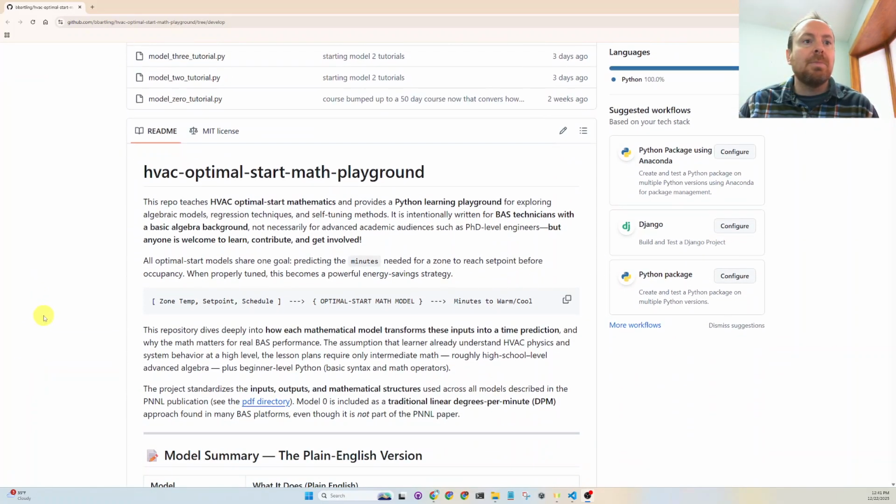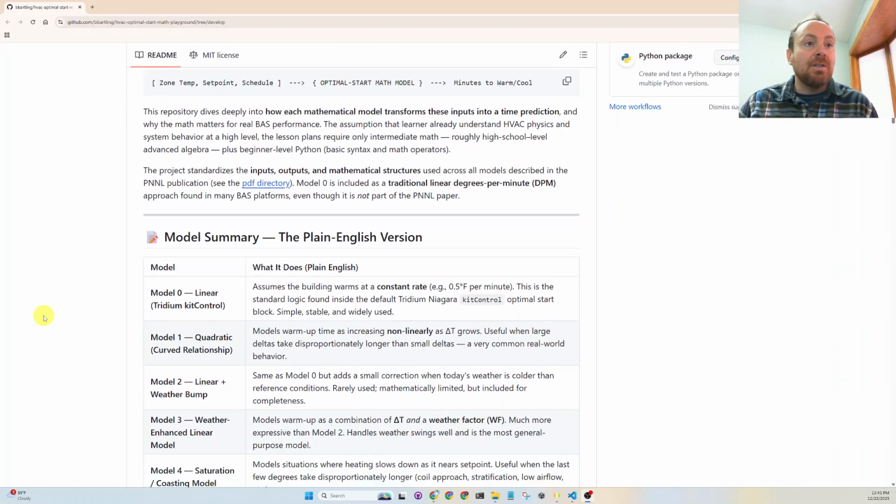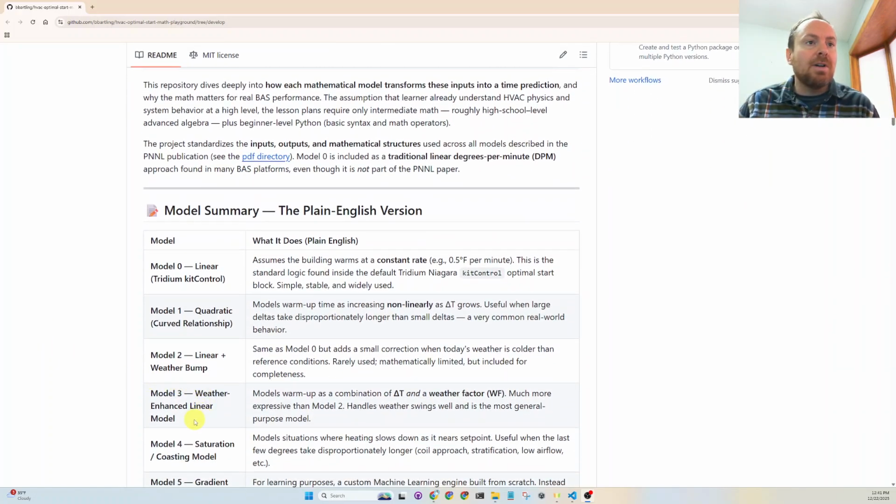So what we're talking about is mechanical engineering theory, just for algorithms studied in research for predicting the amount of minutes it would take for a zone to heat up or cool down. Optimal start algorithms, they're called, and we should finish up this one today. So we spent a week on this one, a week on Model 1, and then a week on Model 2.